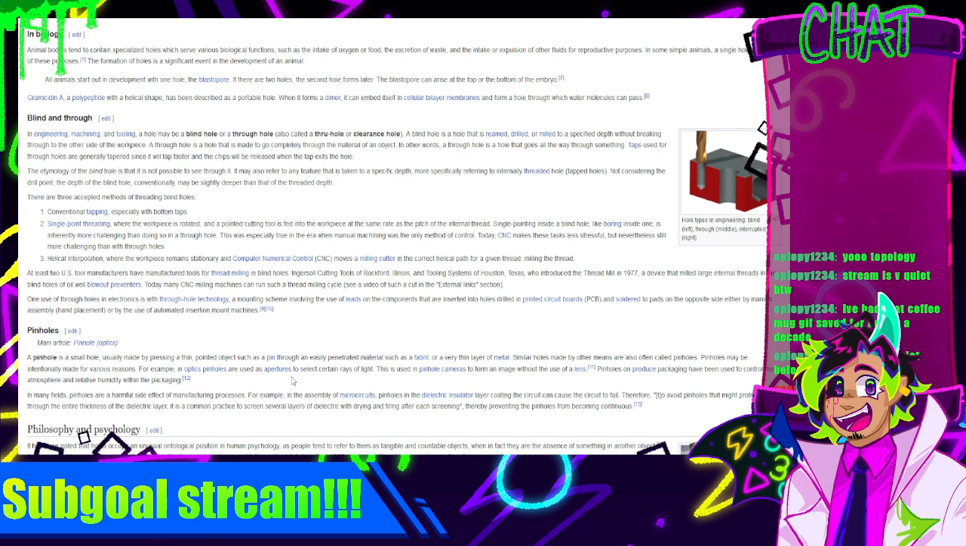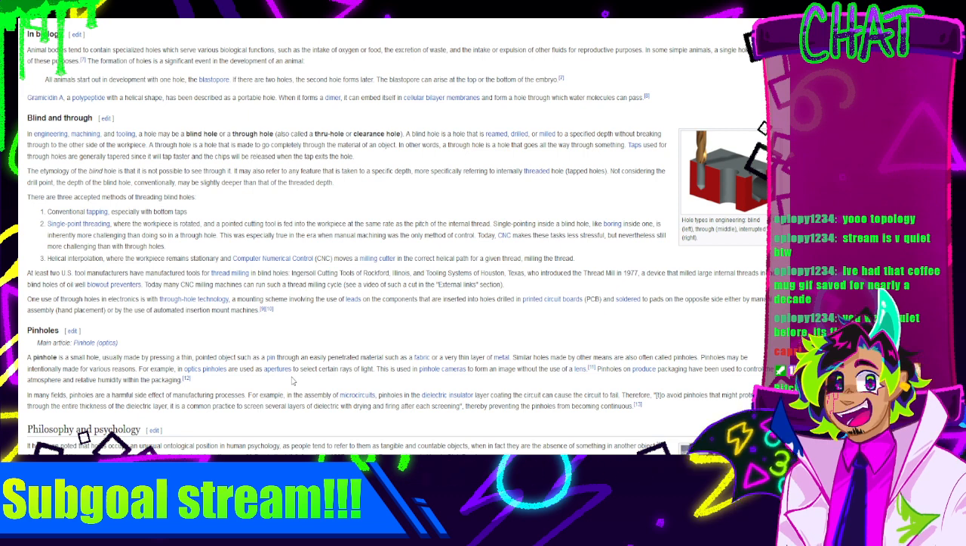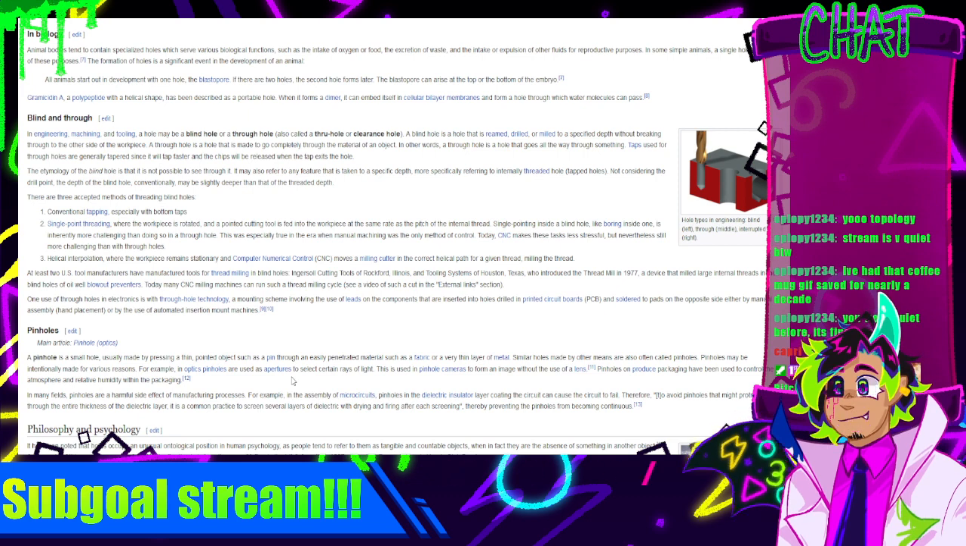The blind hole is so called because it's not possible to see through it. It may also refer to any feature that is taken to a specific depth, more specifically referring to an internally threaded hole, tapped holes. Not considering the drill point, the depth of the blind hole conventionally may be slightly deeper than that of the threaded depth.